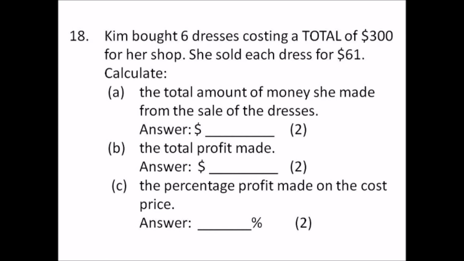So get it done, guys. Don't let the wording confuse you, especially for C. Do what they say. Find the percentage profit made on the cost price. They gave you the things you need to use in order to solve that. So go ahead, get it done. And we move on to 19.